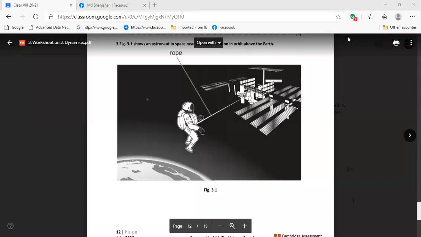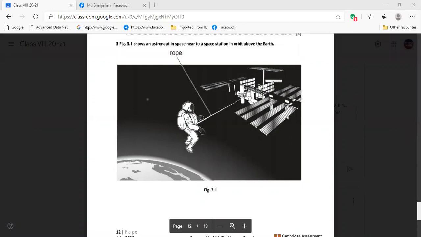Very good. So here we have the last question, right? From the dynamics worksheet. So can you read this question, please? Okay, sir.